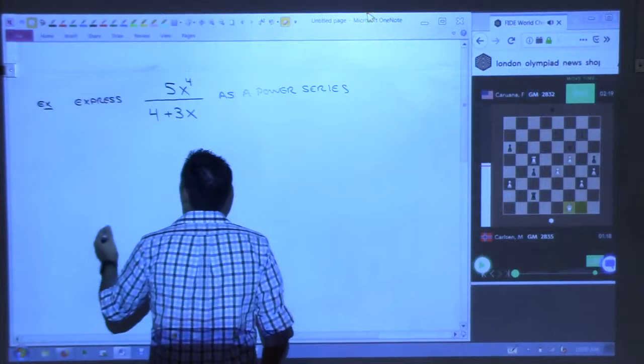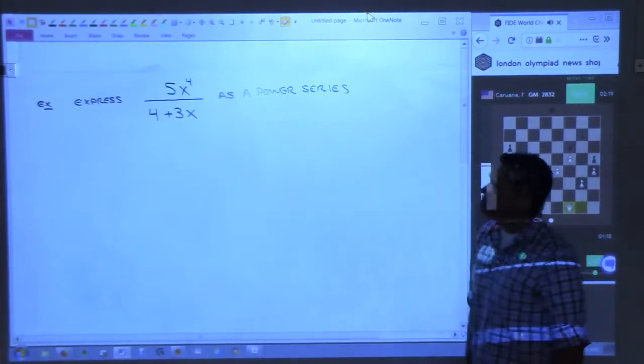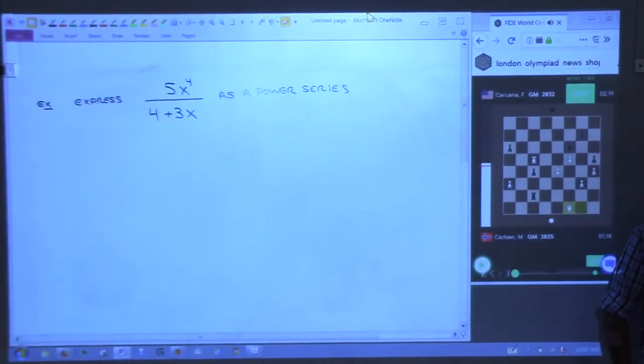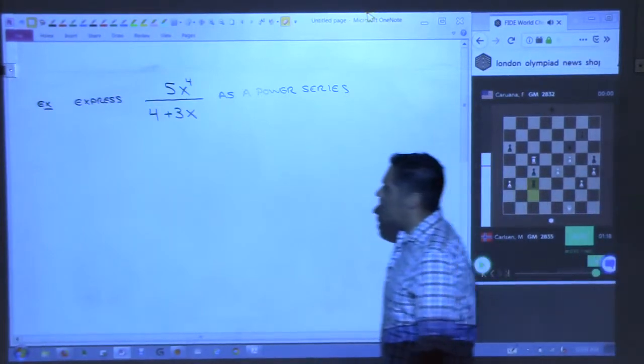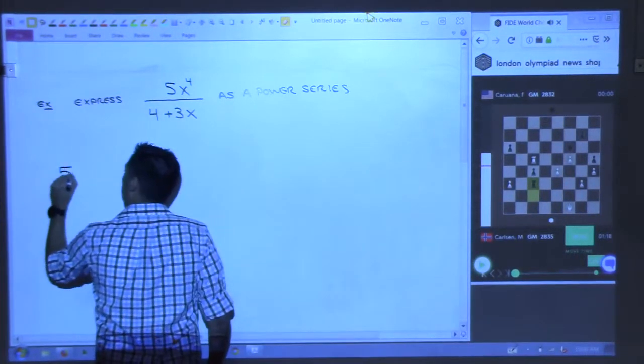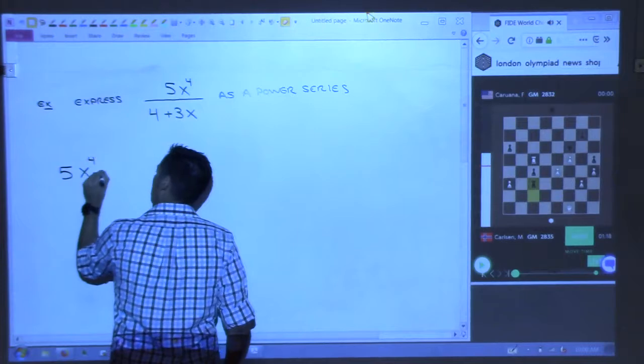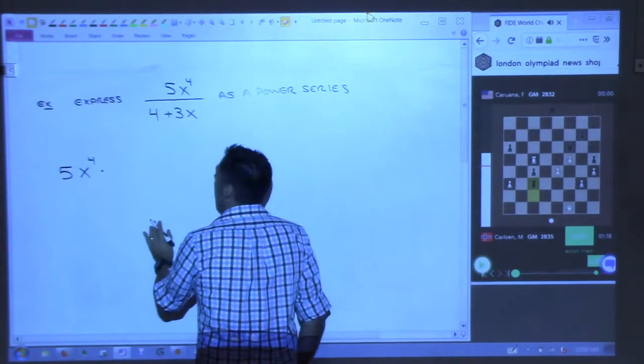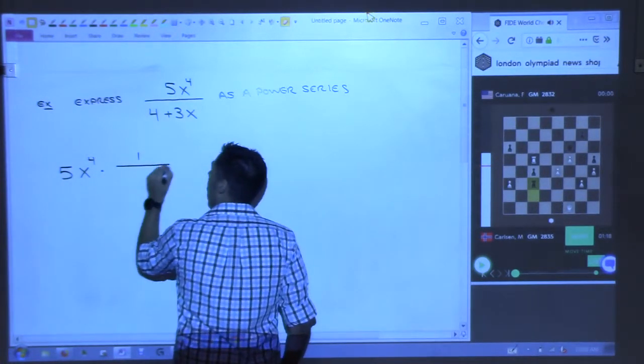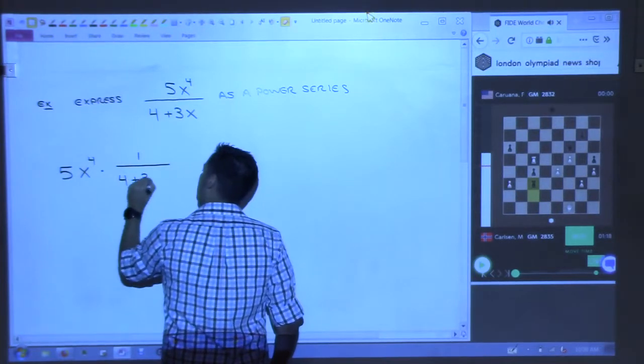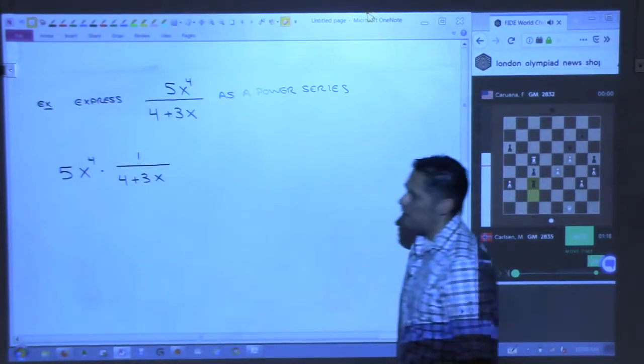All right. So that x to the 4th on top is a problem, right? So we're going to do it exactly the way we did before in the previous problem. We're going to peel the 5 times x to the 4th out front, and then we're going to be left with 1 over 4 plus 3x on the bottom. Is that all right?